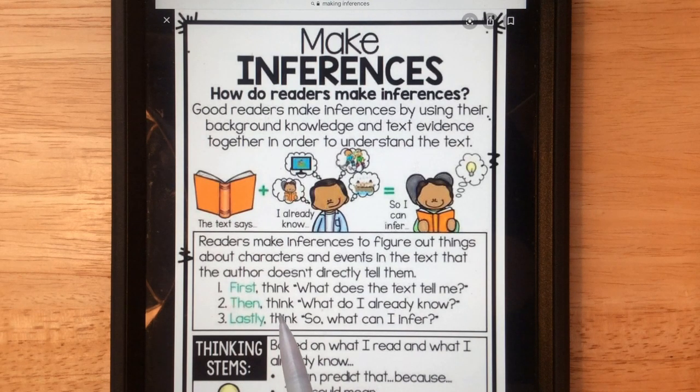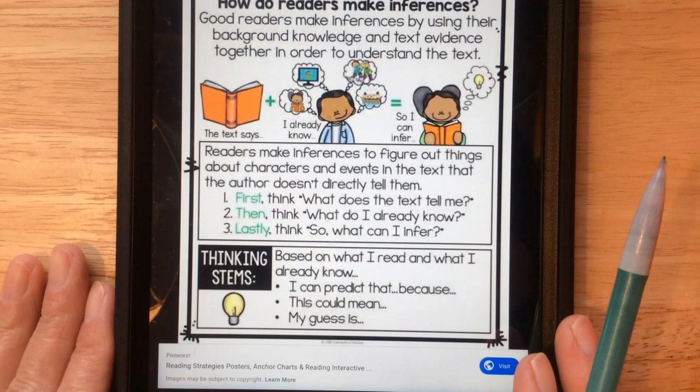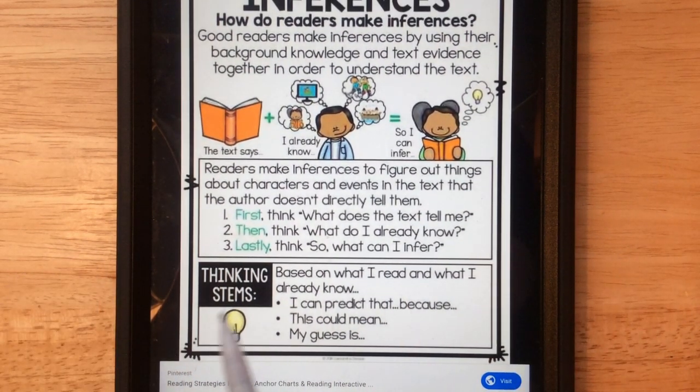Second, then think, what do I already know? So lastly, you think, so what can I infer? And as a reader, these are some of the things you might be thinking. We think of them as thinking stems. Based on what I read and what I already know, I can predict that blank because blank.